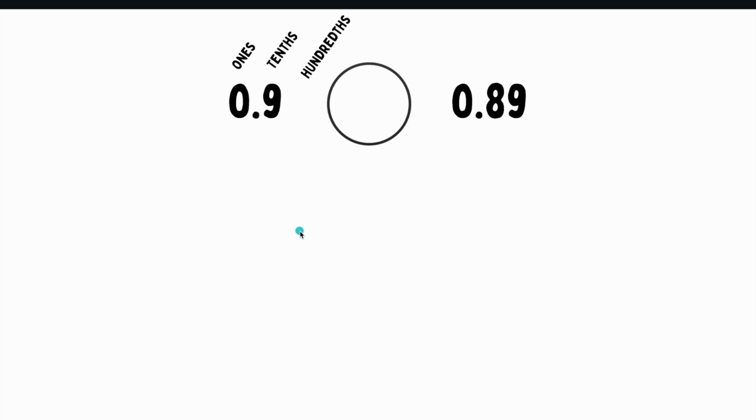Let's compare 9 tenths to 89 hundredths. Let's start by creating a model. We have 0 ones, we have 9 tenths. Here we have 0 ones, 8 tenths, and 9 hundredths. Let's start by looking at the ones place. They both have a 0. Here we have 9 tenths versus 8 tenths. 9 tenths is greater than 8 tenths.